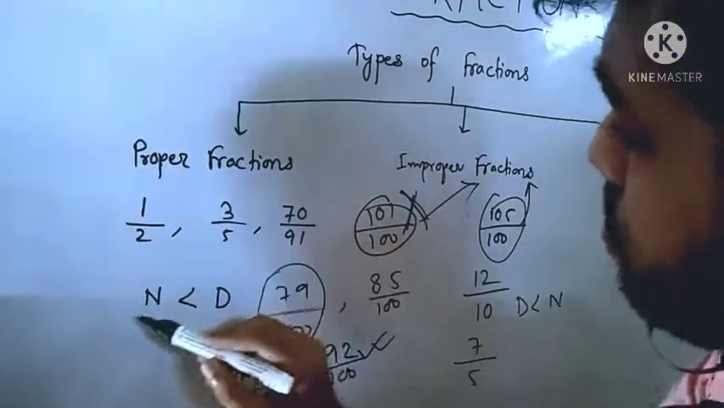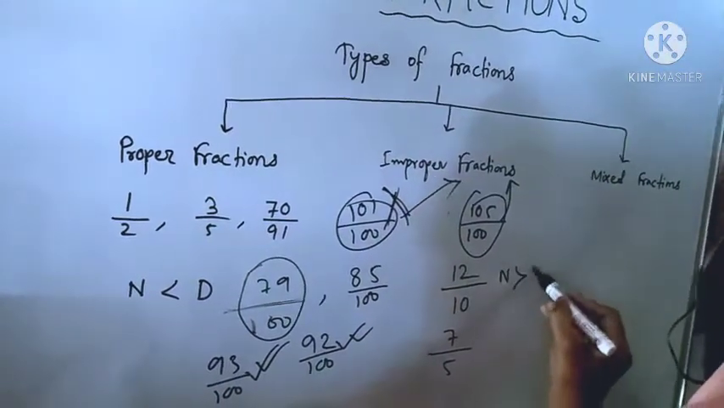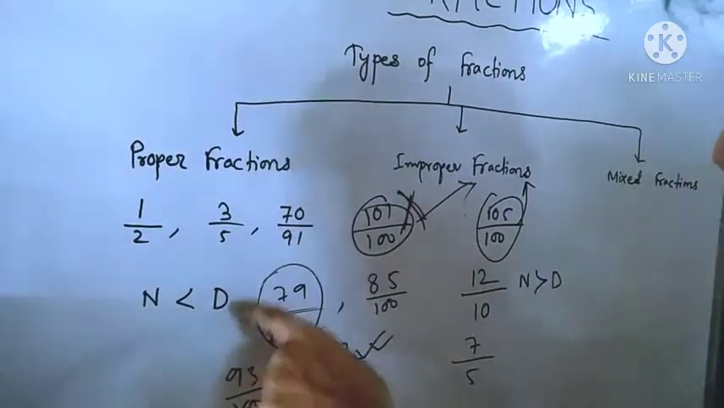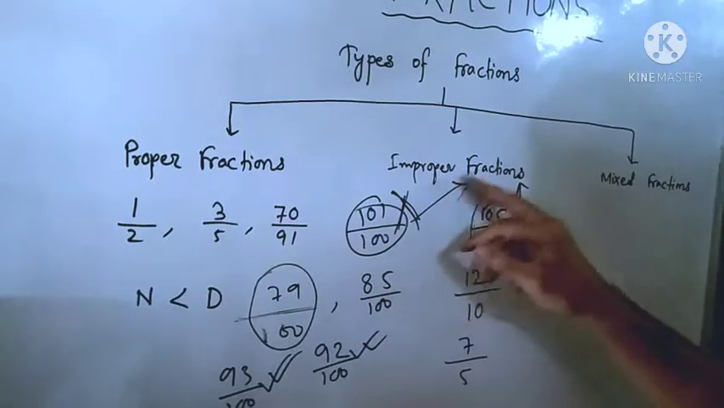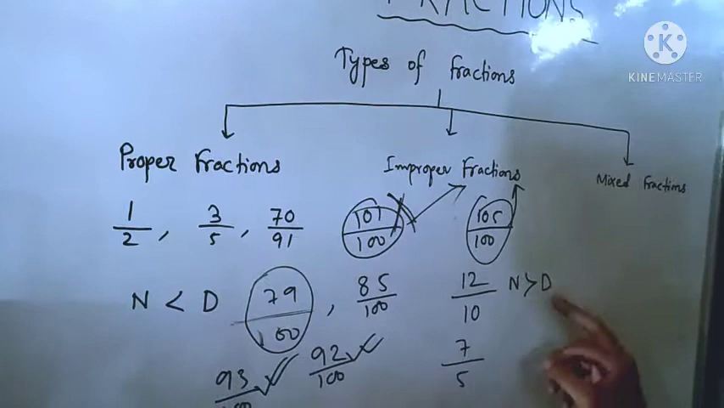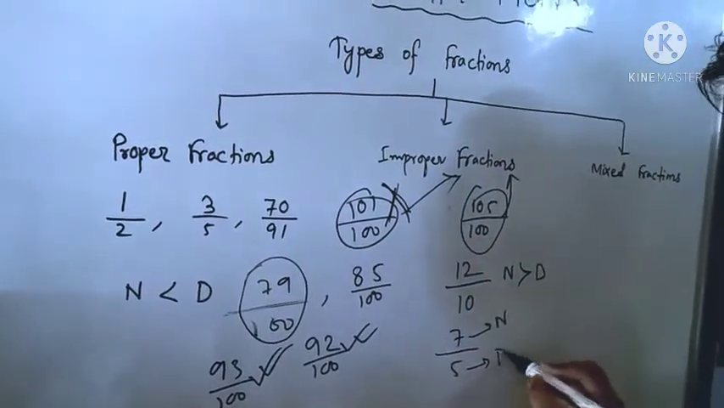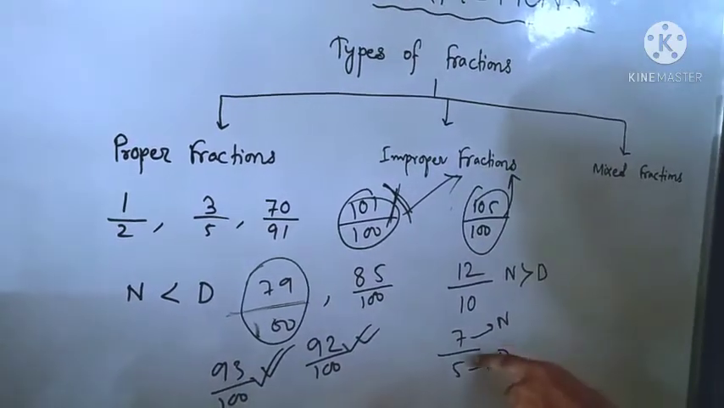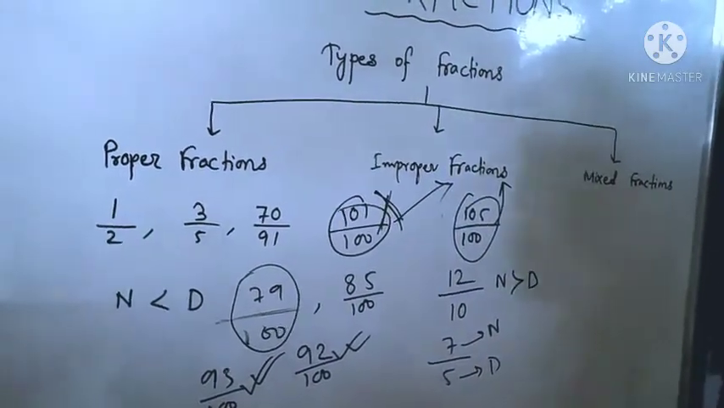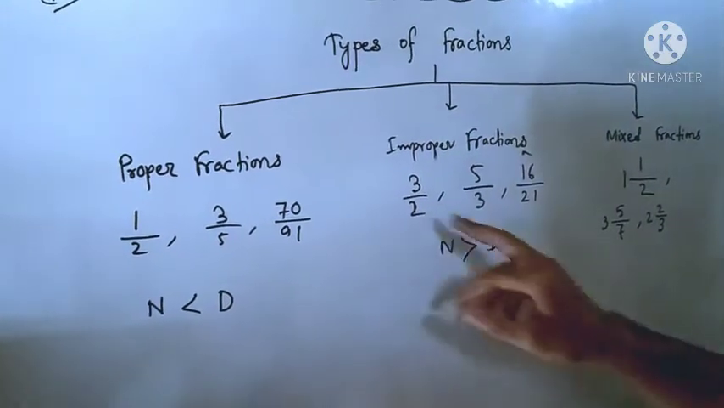In a proper fraction, the numerator is less than the denominator, and in an improper fraction, the numerator is greater than the denominator. Here the numerator is 12 and the denominator is 10. Here the numerator is 7 and the denominator is 5. And 5 is less than 7, so this is an improper fraction. So in an improper fraction the numerator is greater than the denominator.